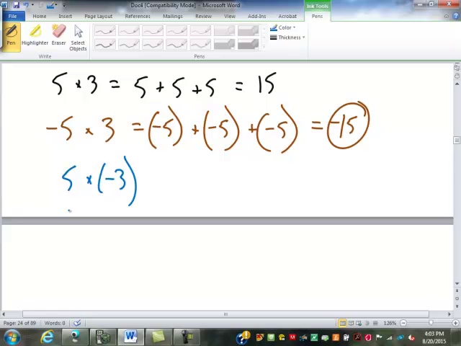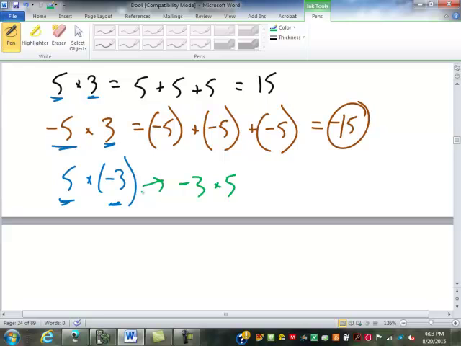Five times a -3 might be a little more difficult to understand. This is saying you take 5 and you add it to itself 3 times. This is saying take -5, add it to itself 3 times. How do I take a 5 and add it to itself a -3 times? Well, we don't. What we do is we switch this. 5 times -3 is the same as -3 times 5. When we're just multiplying two numbers, we can switch the order of the numbers.